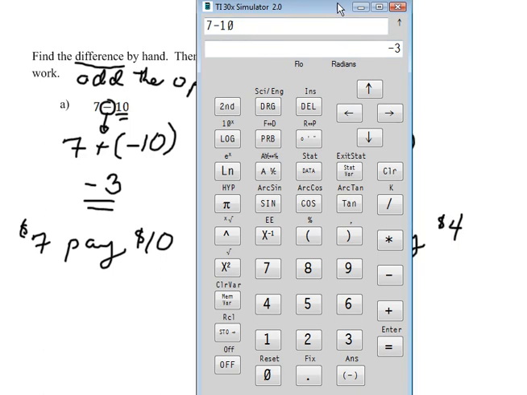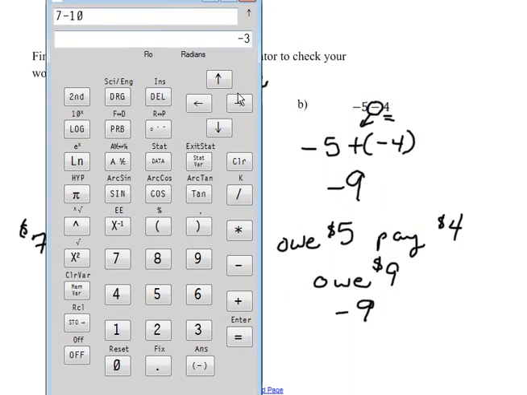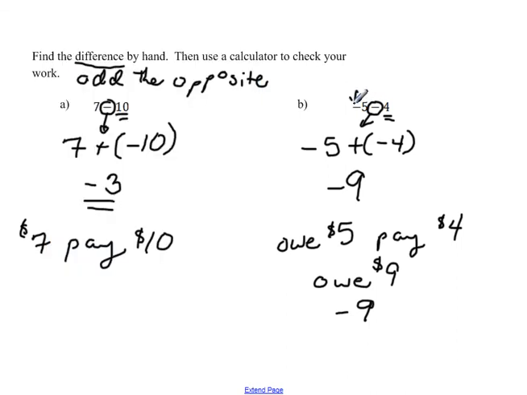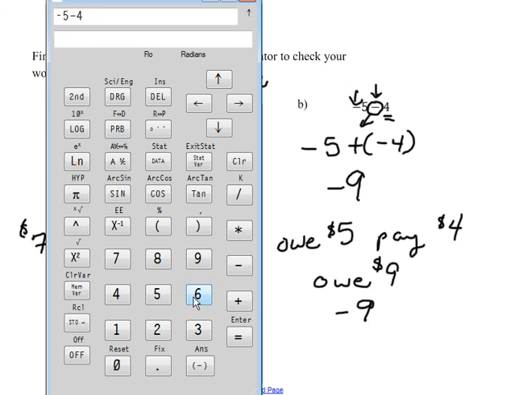Now for our other problem, we were being asked to do negative 5 minus 4. So when I clear this out, when I enter negative 5, I need to use the negative sign, not the minus sign. So negative 5, and then we're going to subtract 4. So we have to really pay attention. Is this a negative sign that I'm dealing with, or is it the operation sign to subtract? So when we do negative 5 minus 4, and we enter that in, we get negative 9, which is what we knew our answer was from working it out by hand.